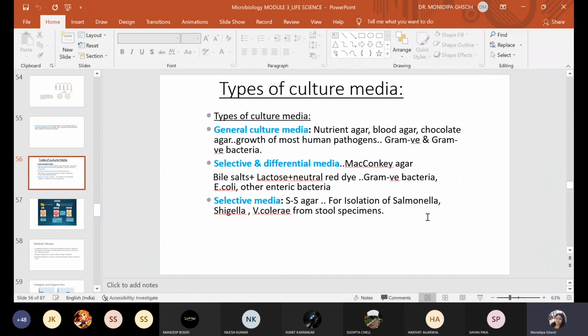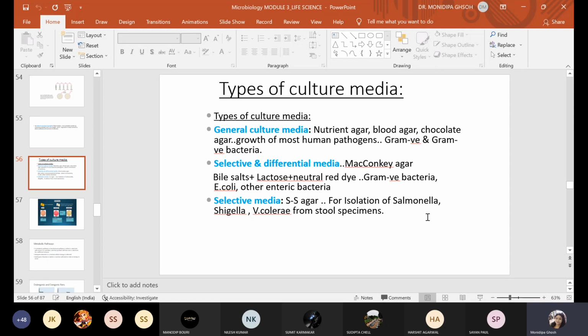We will be starting with the types of culture media. Culture media is the growth media for bacteria. There are different types of media. General culture media, where both gram positive and gram negative bacteria can be cultured.